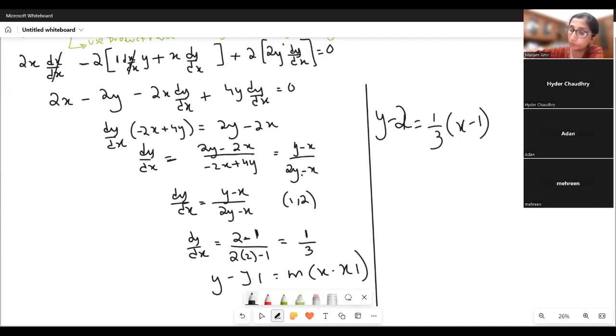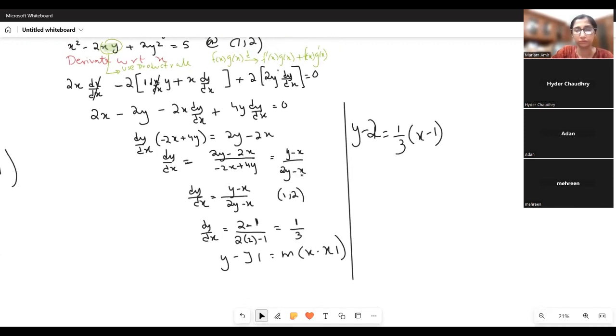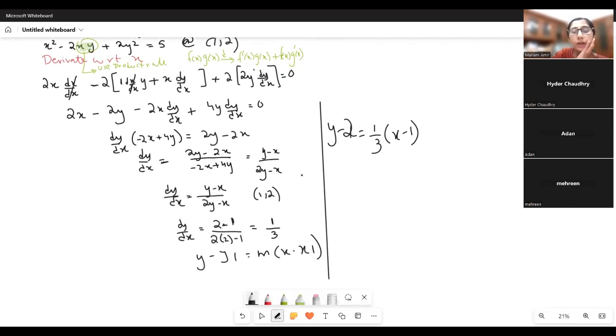Now I'm going to write a few implicit equations and you're going to derivate them. I hope everybody got this. Or just in case the question was to find the equation of the normal, then how would this change? Only the slope would change. Slope would now become minus 3, the negative reciprocal of 1/3, and rest would stay the same, because the point lies on the tangent as well as on the normal, that point 1, 2. All right.